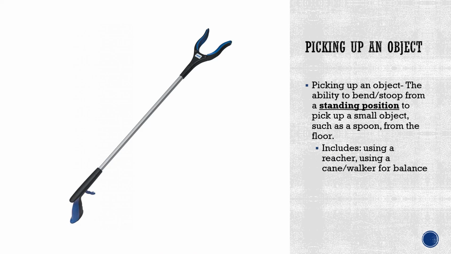Picking up an object is also a new ADL item. Picking up an object means the ability to bend or stoop from a standing position to pick up a small object, such as a spoon from the floor. This includes using a reacher or a cane or walker for balance. So remember, this is from a standing position. A patient can't be sitting down to pick up an object.